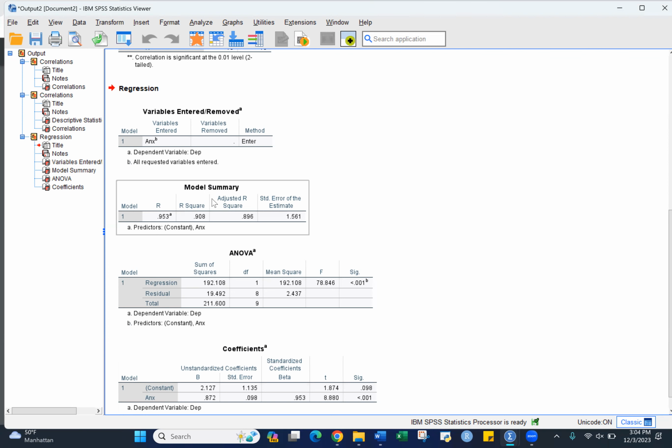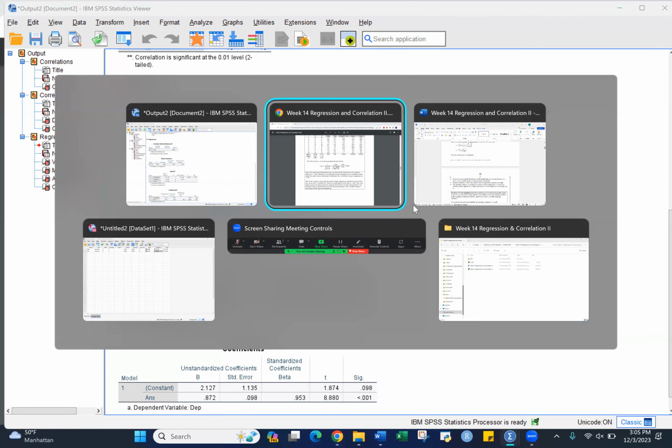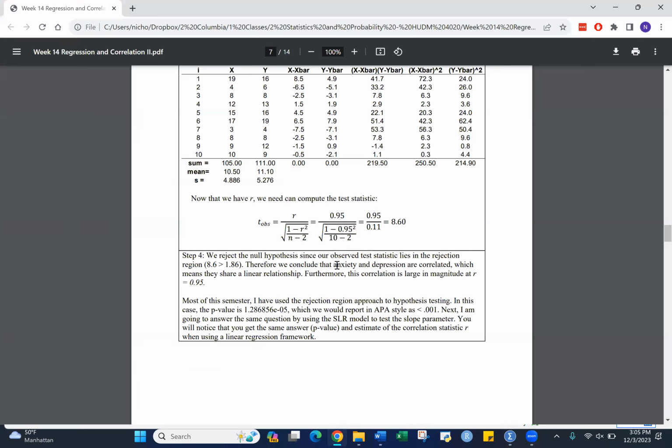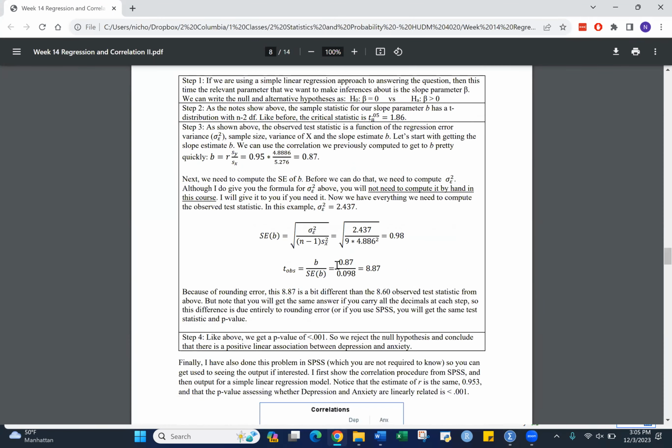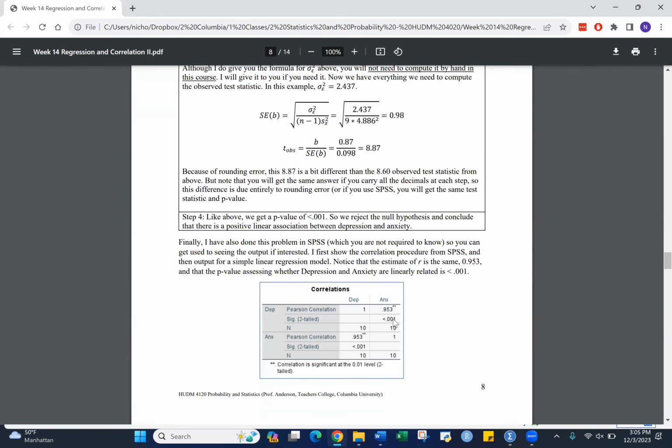In any case, you can see you get the same correlation. You get R squared here. That is, anxiety explains 90.8% of the variation in depression. You get the correlation, and you get your regression line. Okay. So that's how we can do a correlation test or an inference about the slope parameter in SPSS. Very useful, but not required to know for this course.